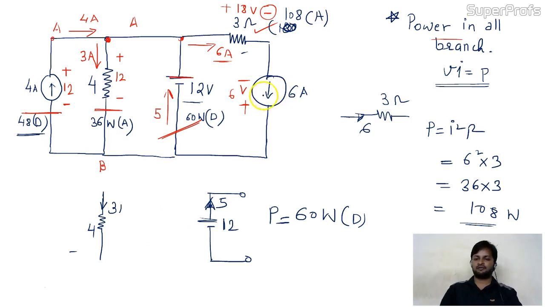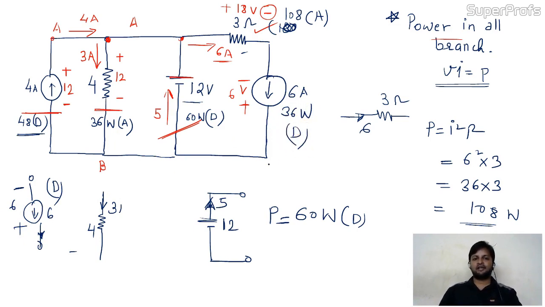Come to the 6 ampere now. Here I'm checking. This is the 6 ampere. And the direction of the battery is here like this, 6 volt. Current direction is from positive to negative, which means the source is also delivering the power. Delivered power is nothing but 6 into 6, 36 watt. This is delivered power. Is it okay to you? Is there any problem?